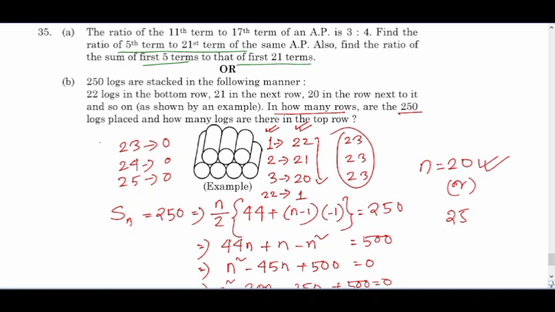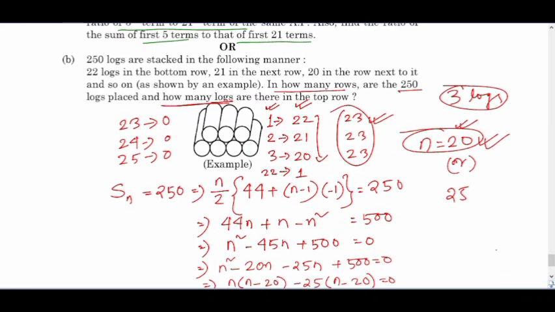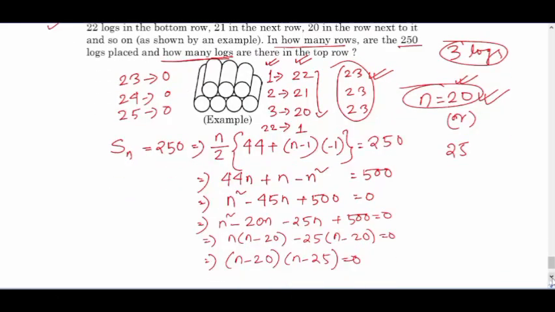So n value is 20. Now the 20th row, how many logs? The observation to this question: the row number and the number of logs in that row, the sum of these two will be 23. So the row number is 20, so there will be 3 logs. So 3 logs, and the row number is 20. Okay, fine. I think this question is clear. Let's go to the next.